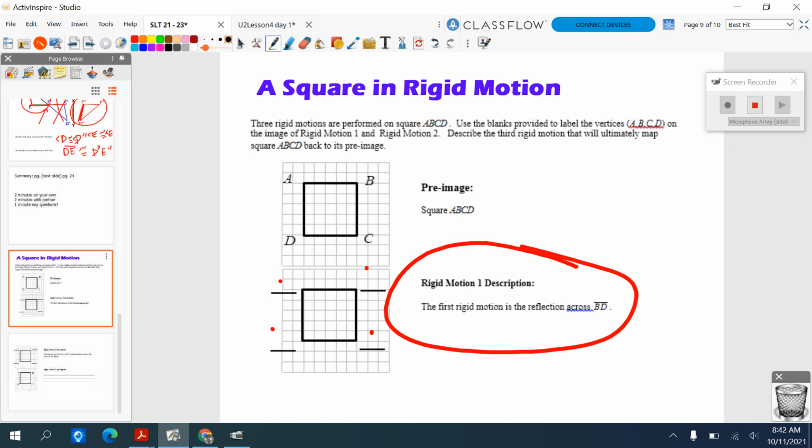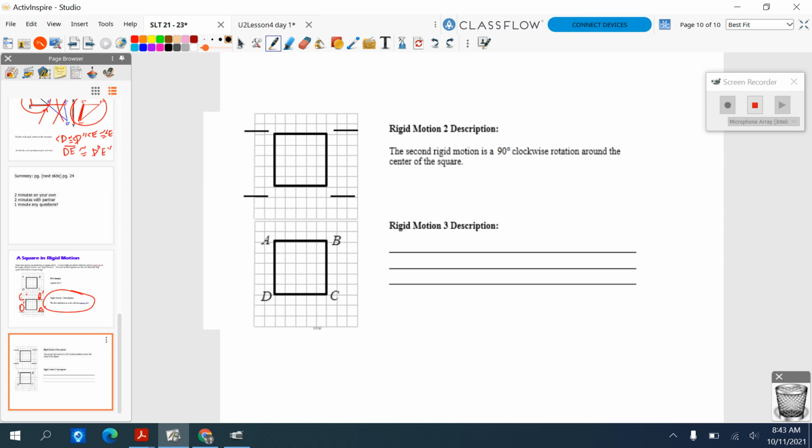So if the first one is a reflection across BD, then A is going to go over here. I'm going to call it A prime, and C is going to go over here. And if it's a reflection across BD, then D and B are not going to move, but you still have to give them the prime signs. So now I have that. And the next thing is, the second rigid motion is a 90 degrees clockwise rotation around the center of the square.